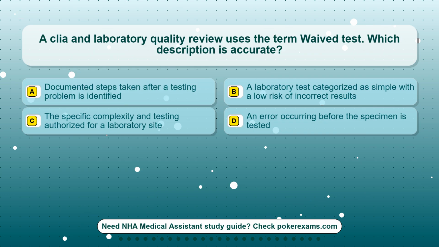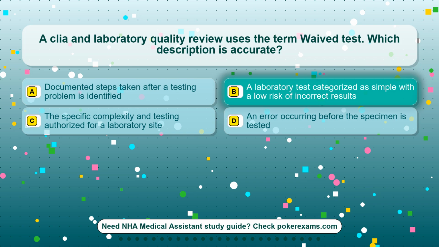Question 25. A CLIA and laboratory quality review uses the term waived test. Which description is accurate? Option A. Documented steps taken after a testing problem is identified. Option B. A laboratory test categorized as simple with a low risk of incorrect results. Option C. The specific complexity and testing authorized for a laboratory site. Option D. An error occurring before the specimen is tested.